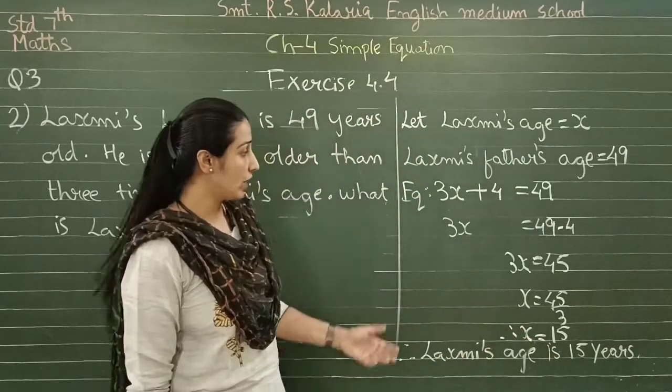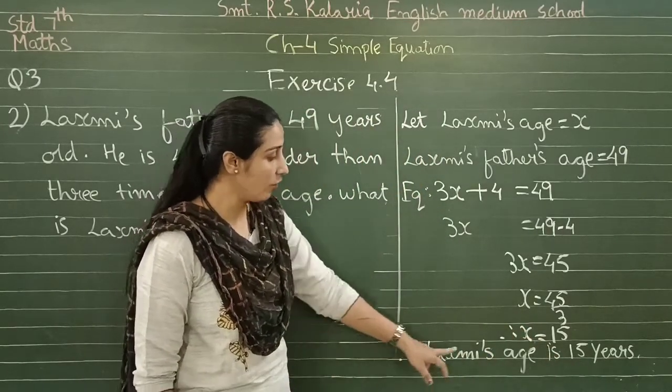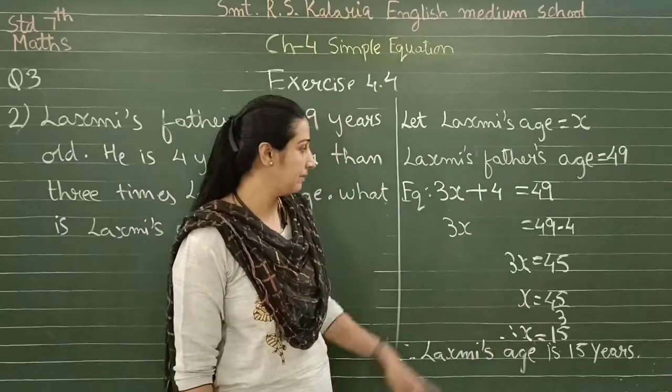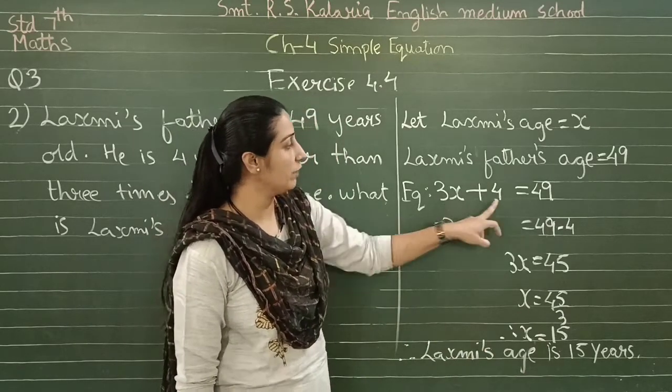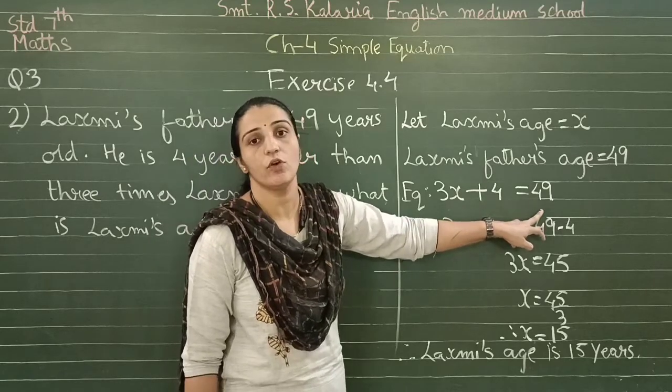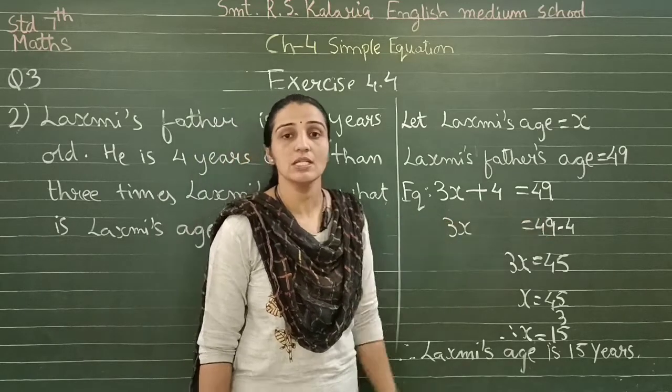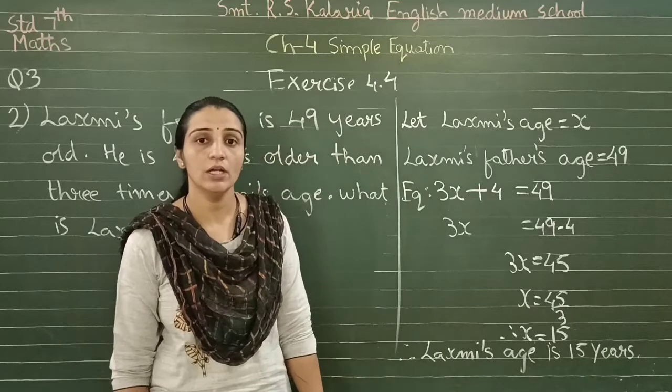Here also you can check your answer. What is the value of x? 15. 15 multiplied by 3 is 45. 45 plus 4 is equal to 49. So this is how we will solve the equation.